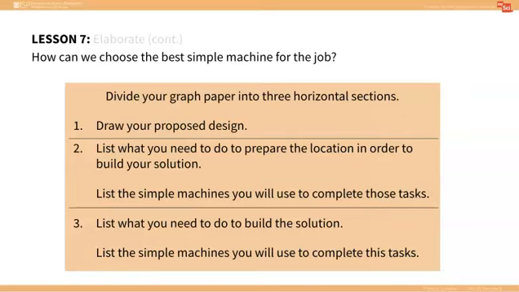Distribute graph paper to student groups and have students divide their graph paper into 3 horizontal sections. In Section 1, have students draw their proposed design. In Section 2, have students list what they need to do to prepare the location to build their solution, such as cleaning or moving things, and the simple machines they will use to complete that task.